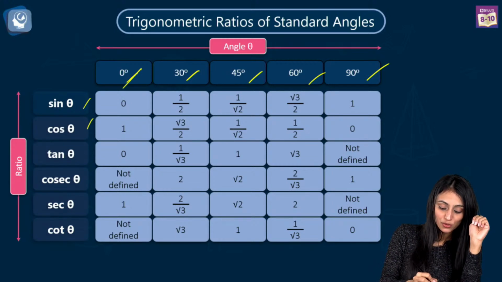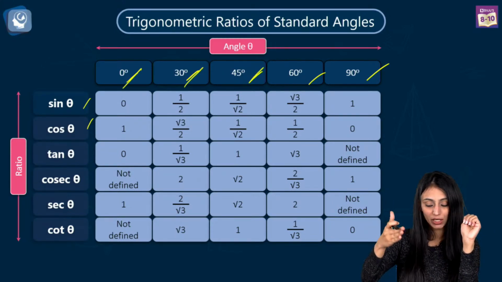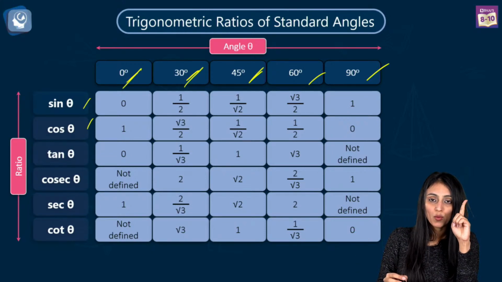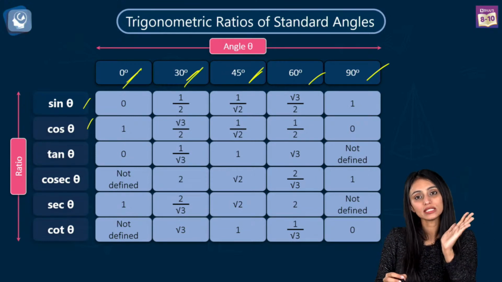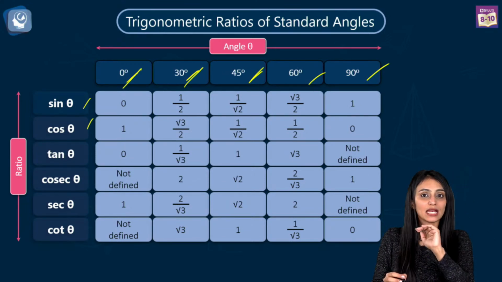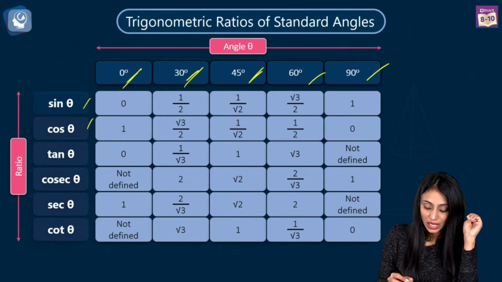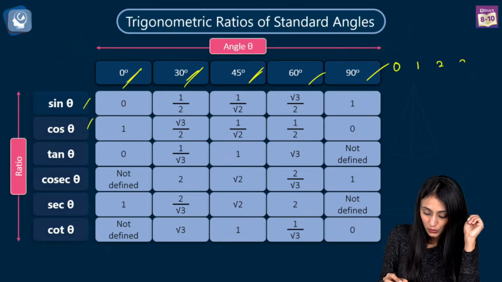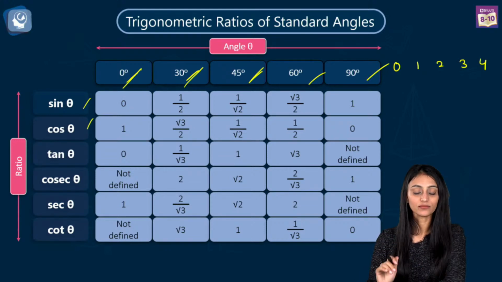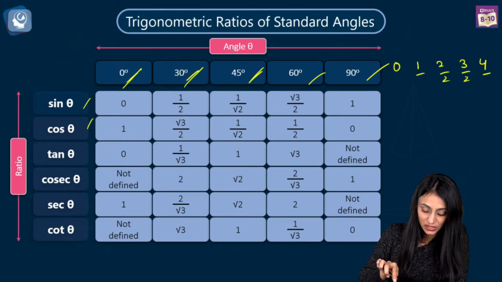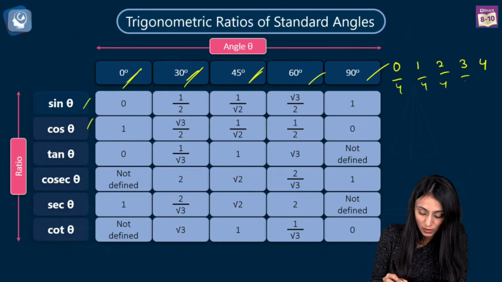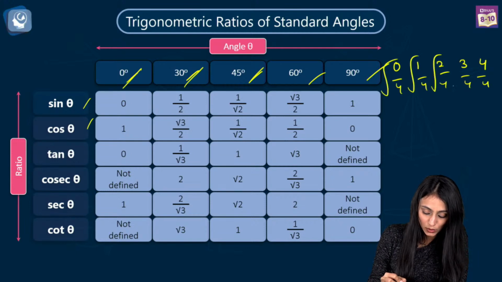What you can do is, first you write these degrees in this order, 0, 30, 45, 60 and 90, right? So we will just find out the values for sine theta. Just by knowing the values of sine theta for these specific angles, you can find out the value for any of the other trigonometric ratios. So first write down 0, 1, 2, 3 and 4 like this. And then we divide all of them by 4. Once you divide by 4, you take the square root of each one of them.